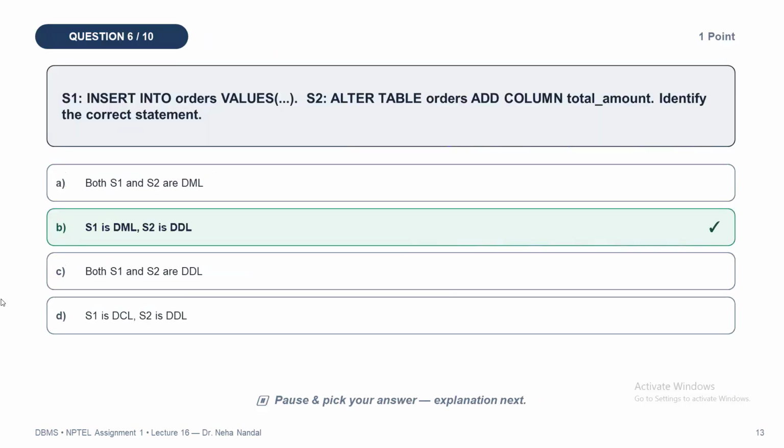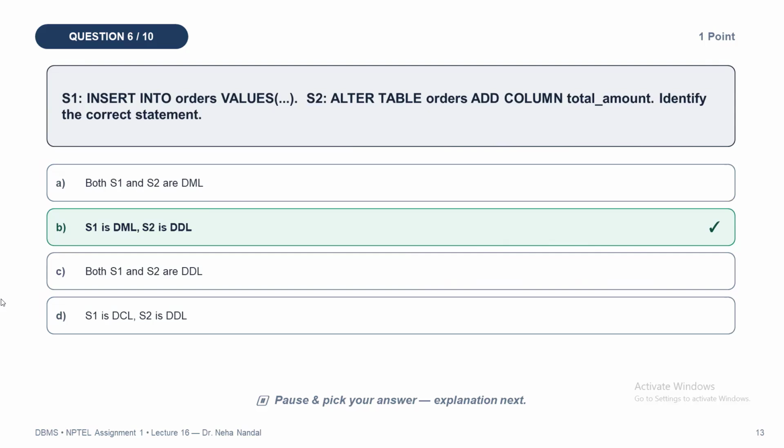Let's go quickly to question number 6, that is insert versus alter table. It is a direct question of DML and DDL, so which one belongs to which? Insert is a command which changes the data inside the table, which is manipulation of the data. And the second one, alter table, is changing the structure of the table. So which is that? DDL, data definition language. So it is a direct answer.